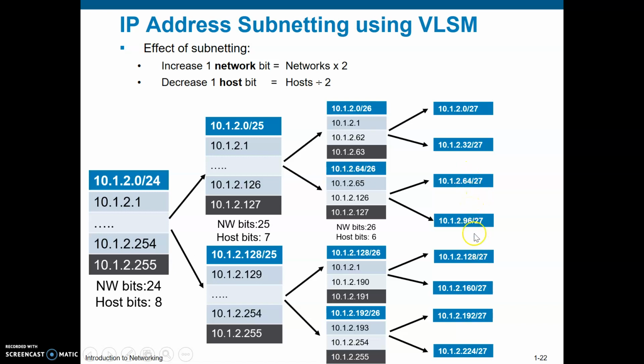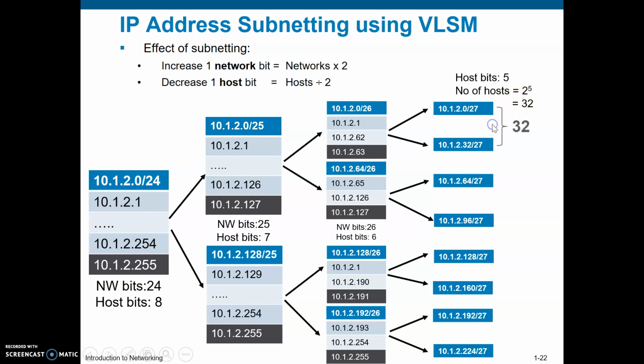Then 32 to 63, 64 to 95, 96 to 127. So actually you can see there's a pattern. Because we borrow 3 bits, the number of host bits will be left with 5. So with 5 host bits, how many possible IP addresses can you use? It's 2 to the power of 5, which is 32. Obviously you need to minus 2 for the network and the broadcast. Let's say we don't minus 2 first, so we just leave it as 32.